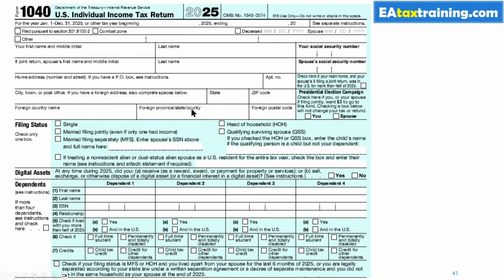So starting off, first of all, let's look up here at the very top. You're never going to have to look at this again, but you should understand what it means. For the year January 1st to December 31st, 2025, or other tax year beginning on blank date, ending on blank date. Individual taxpayers are calendar year taxpayers. When we get into talking about businesses, many businesses will have a different tax year other than the calendar year, called a fiscal year.